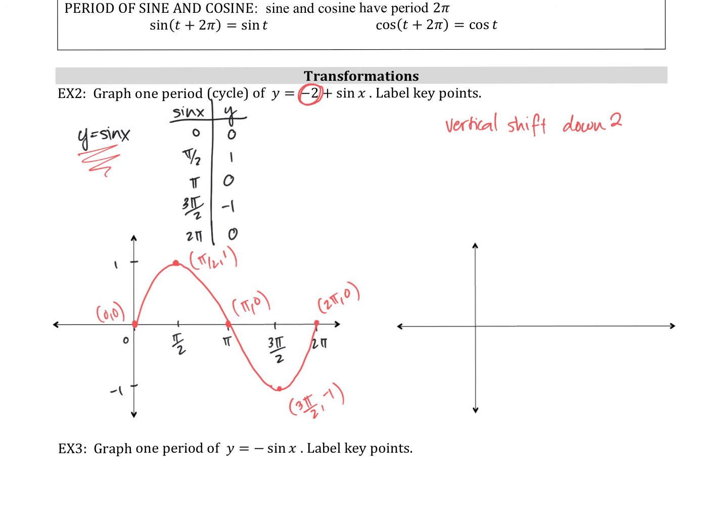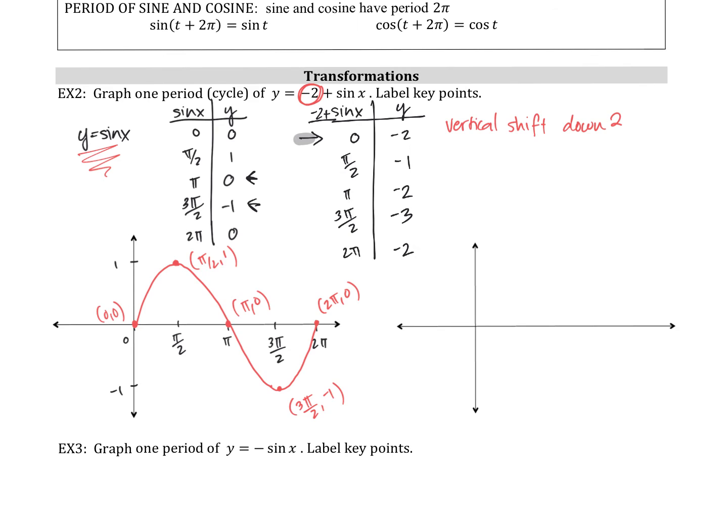So all we do is we're going to go ahead and take our points for the vertical shift and take away 2 from the y values. So sine of x and then y. This is the negative 2 plus sine of x. So we have 0 and then the y gets minus 2. Pi over 2, and then we'll subtract 2 from the 1, so we get negative 1. Pi, subtract 2 from the 0, we'll get negative 2. 3 pi over 2, subtract 2 from the negative 1, and we'll get negative 3. And then for the 2 pi, subtract 2 from 0, we get negative 2.